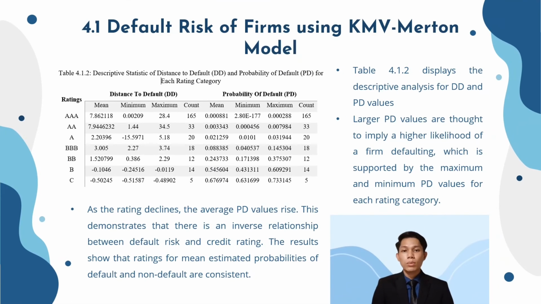Table 4.1.2 displays the descriptive analysis for DD and PD values. Larger PD values are thought to imply a higher likelihood of a firm defaulting, which is supported by the maximum and minimum PD values for each rating category. As the rating declines, the average PD value rises. This demonstrates that there is an inverse relationship between default risk and credit rating. The results show that ratings for mean estimated probabilities of default and non-default are consistent.